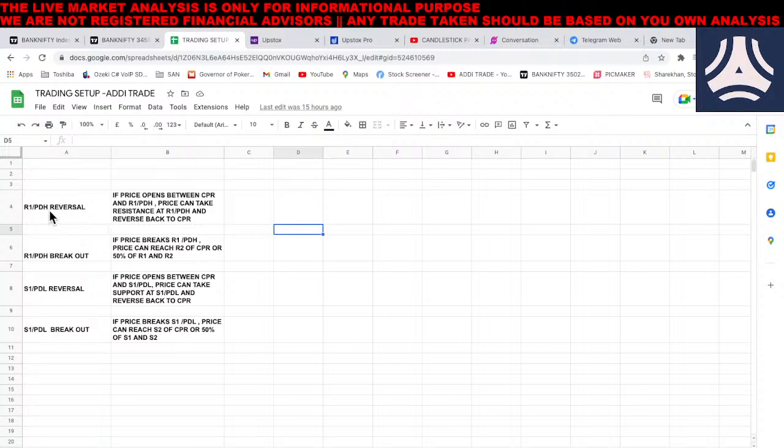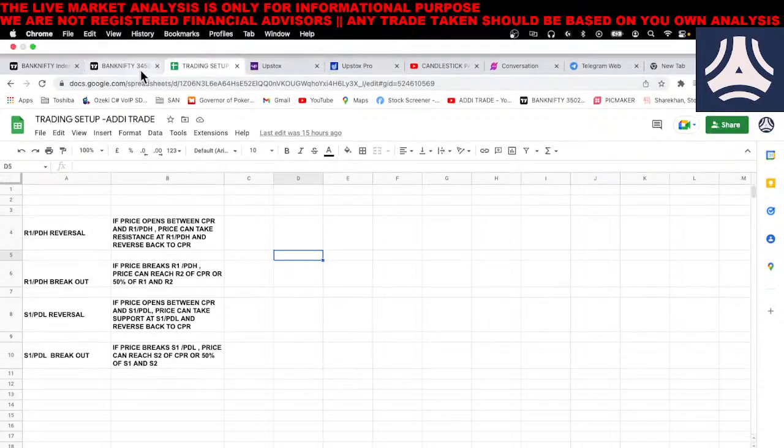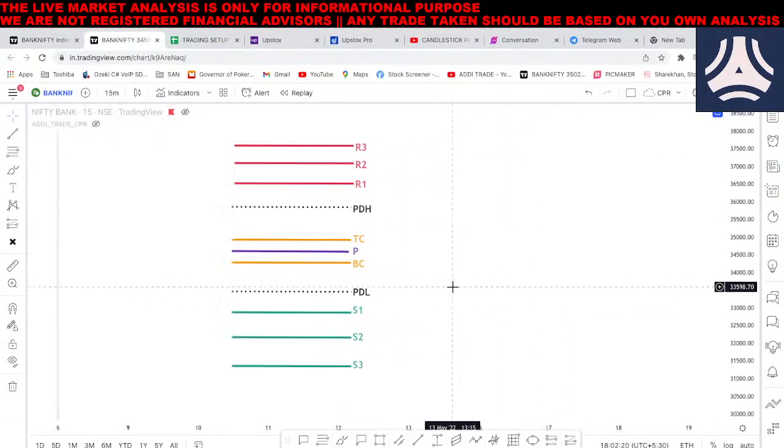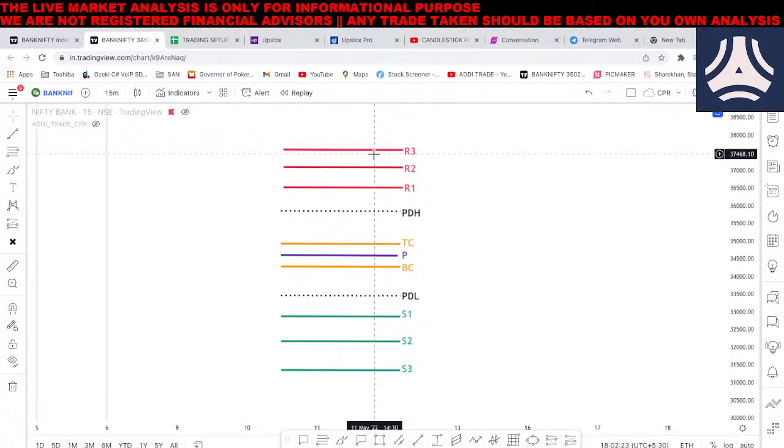Okay, the first one is R1 previous day high reversal. We'll straight away go into the chart. I've drawn these CPR levels for explanation. See, this is how the CPR indicator will be. It's nothing but just pivots. It is derived from the previous price action support and resistance, where in between you will have the CPR, that is the top CPR, pivot and bottom CPR.